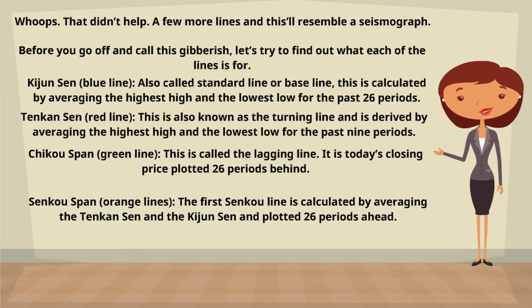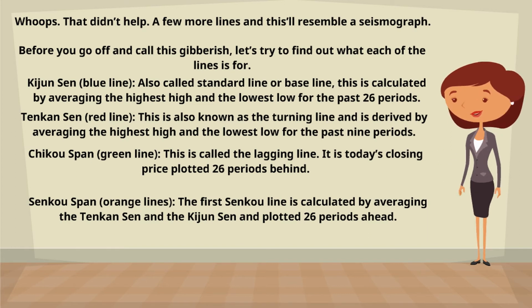Kijun Sen, blue line, also called standard line or baseline. This is calculated by averaging the highest high and the lowest low for the past 26 periods. Tenkan Sen, red line. This is also known as the turning line and is derived by averaging the highest high and the lowest low for the past 9 periods. Chiku Span, green line. This is called the lagging line. It is today's closing price plotted 26 periods behind.